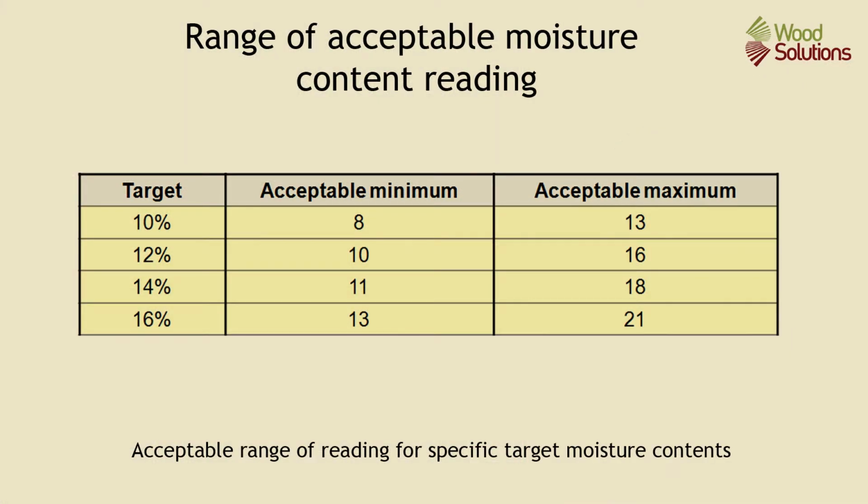So for a particular target moisture content, readings both a bit above and below that moisture content will also be acceptable. These diagrams show suitable, acceptable, minimum and maximum moisture contents for several target moisture contents. For example, readings between 10 and 16 are acceptable for a target moisture content of 12%.